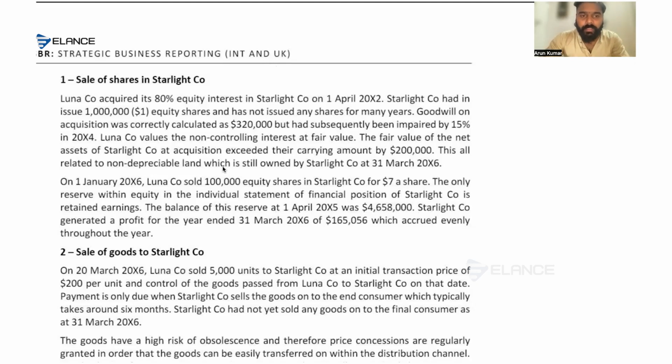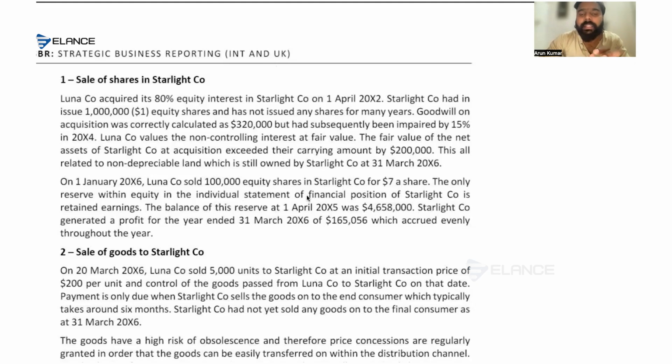So the cash proceeds, we are selling it. The cash proceeds will be debited in cash. So debit cash, how much will be the cash? 100,000 into $7. Okay, so debit cash 100,000 into $7 and credit will go to NCA. The NCA will increase by 10%.